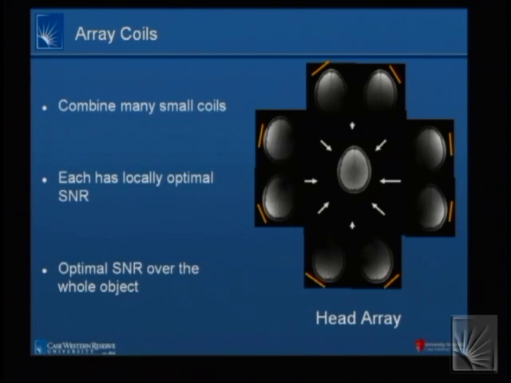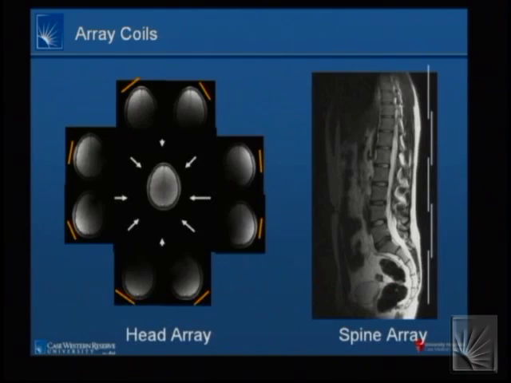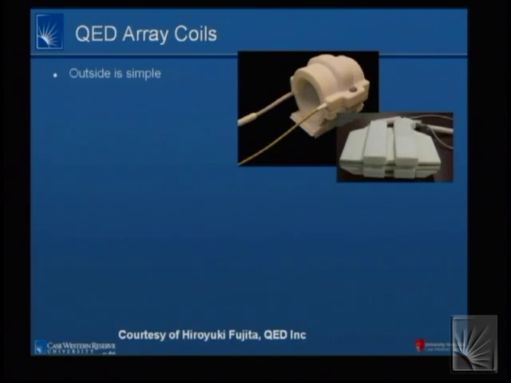But the idea here is if I can use an array of coils that all have some local optimum SNR, I can get some optimal SNR of the whole object, even though my system may be somewhat more complicated. And here you can see an example where you have an array of coils around the head and an array of coils aligned along the spine.